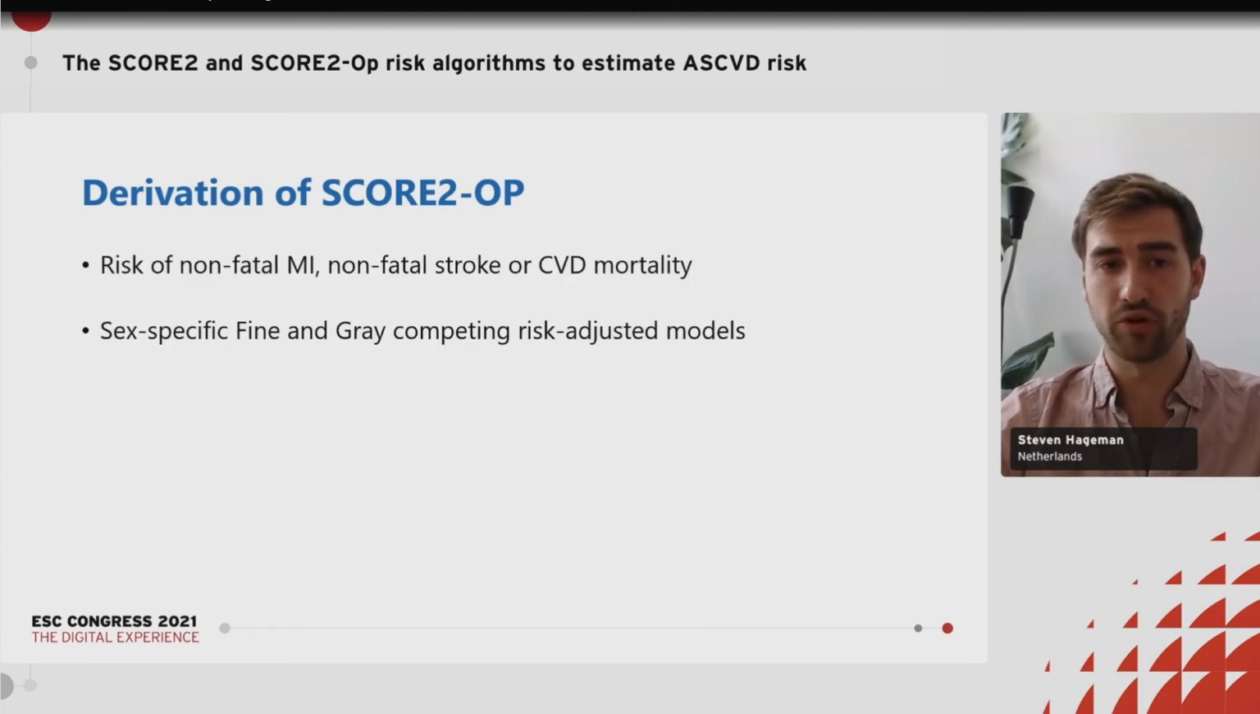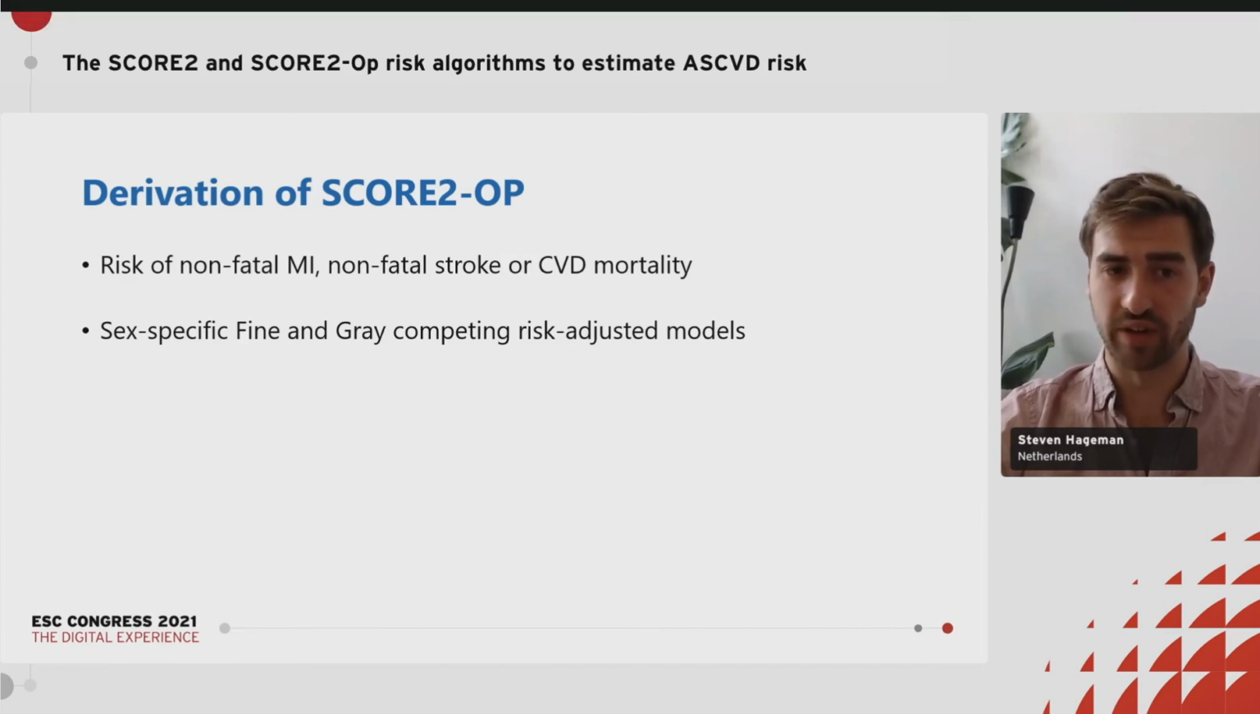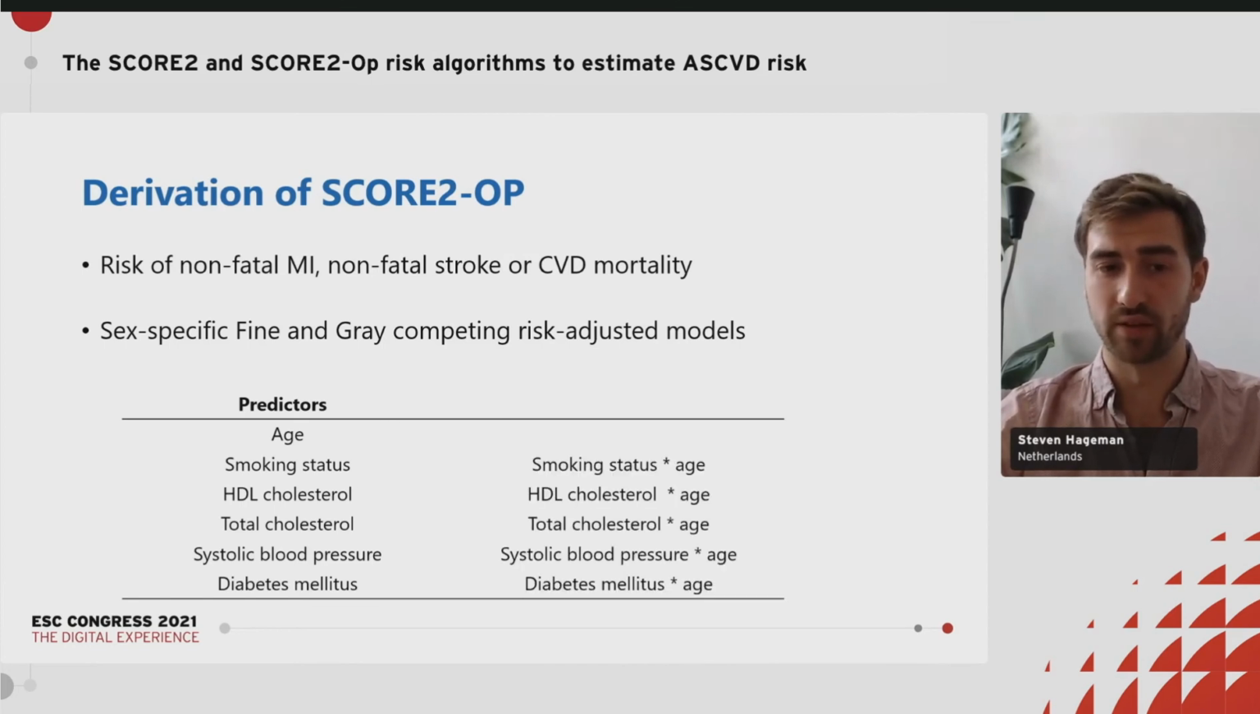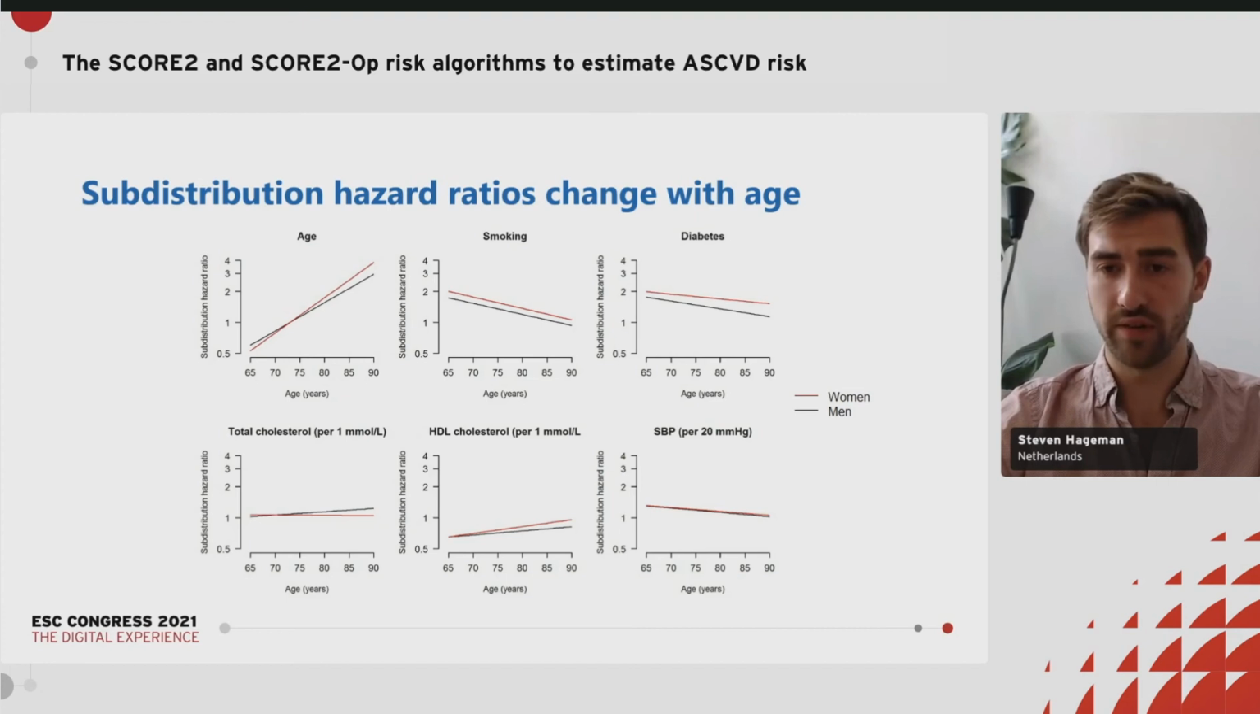The primary outcome of the SCORE2-OP model was, just like the SCORE2 model, the risk of non-fatal myocardial infarction, non-fatal stroke, and cardiovascular mortality. This was predicted using sex-specific Fine-Gray competing risk-adjusted models. The predictors used were age, current smoking, total and HDL cholesterol, systolic blood pressure, and diabetes mellitus. An age interaction was included for all of these predictors to account for the attenuating effect of these risk factors with increasing age. On this slide, all coefficients from the SCORE2-OP model are shown graphically.